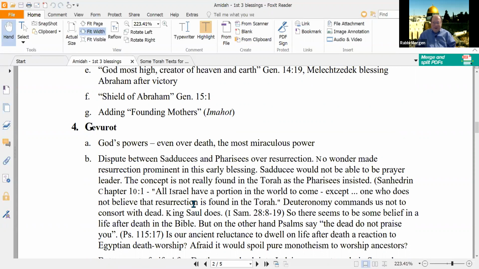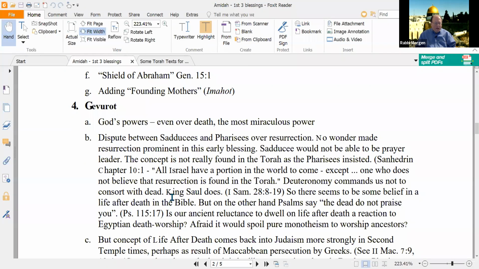Okay, now we're on to Gevurot, the second blessing. So now we've introduced ourselves. We're standing in God's presence. We've come with this long history with God. Now we want to recognize God's awesome powers and his barakah, right? And among the awesome powers that God has, the most awesome of all is that he has the power of life over death. He can create life. He can recreate life.